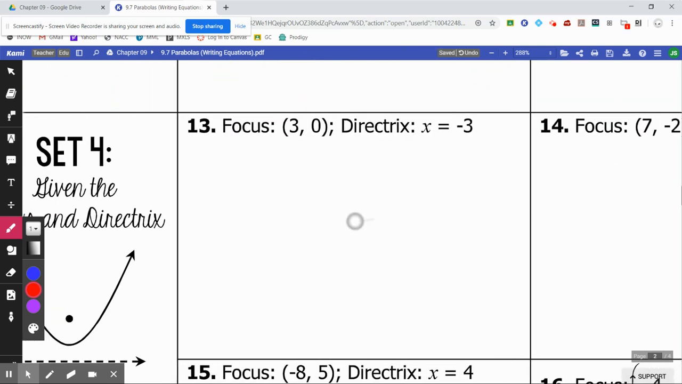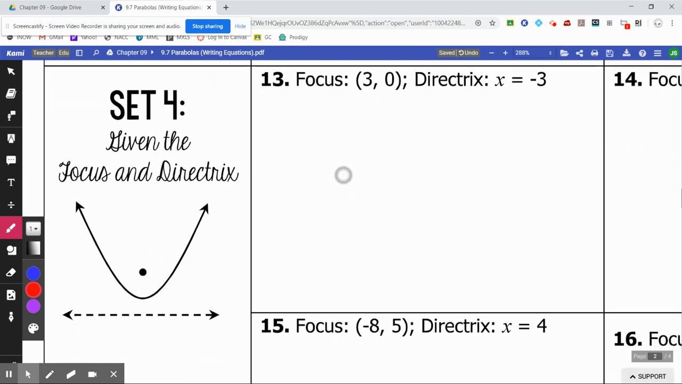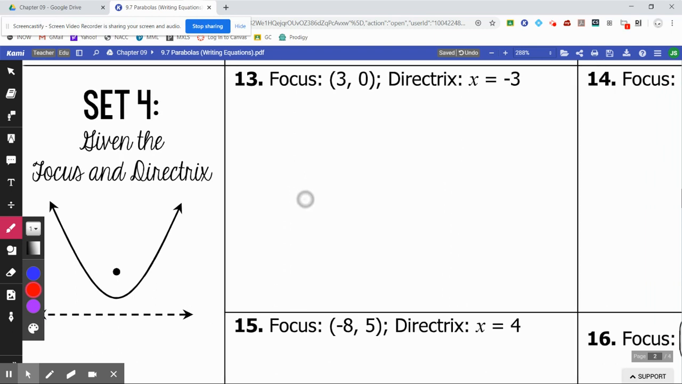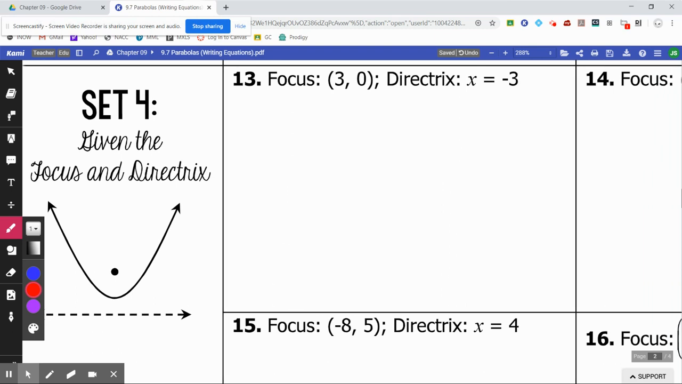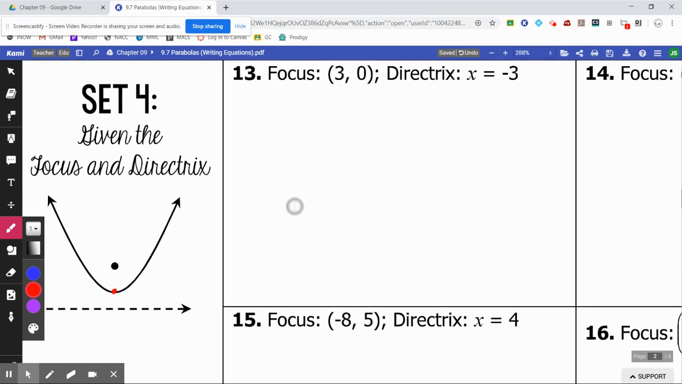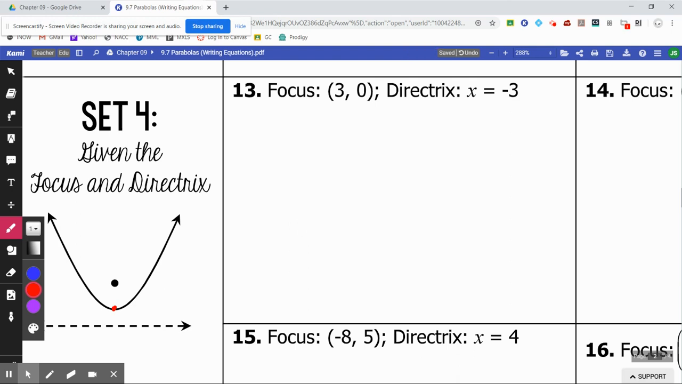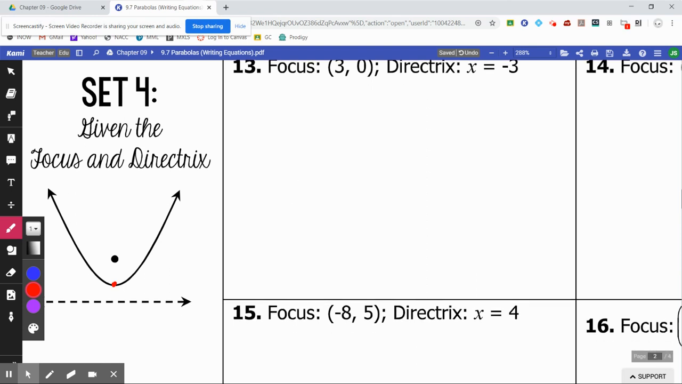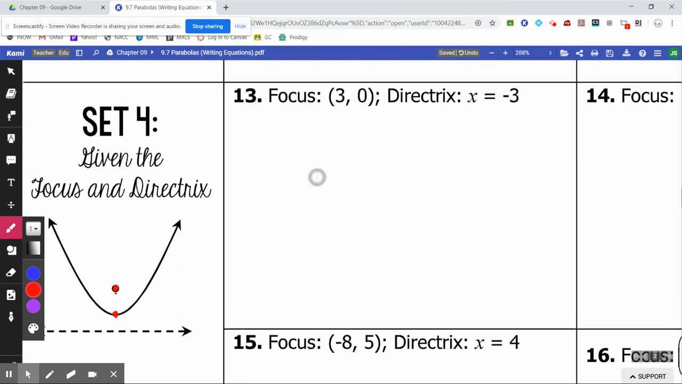Number 13. What if we're given a focus and a directrix? The vertex is right in the middle of that focus and directrix. So what we've got to do is remember that anytime we've got a focus, if it's a vertical parabola, the x values will be the same. If it's a horizontal parabola, then the y values will be the same for the focus and directrix.